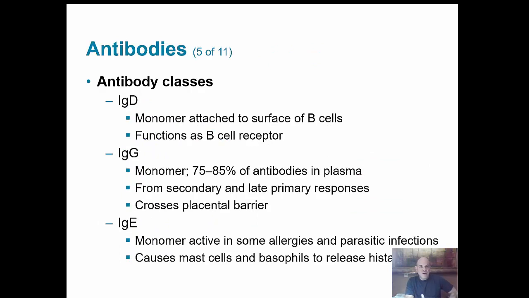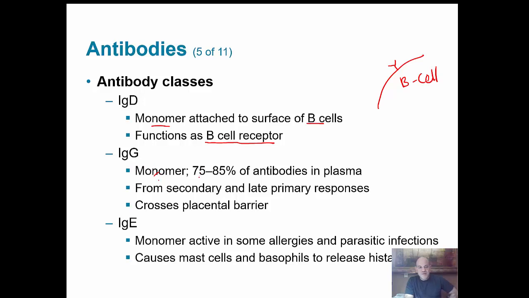And then we have immunoglobulin D, G and E. Immunoglobulin D is a monomer, and it attaches to the surface of B cells, and it functions largely as a B cell receptor, so it'll just be present there on the plasma membrane. So we have the plasma membrane here, and there it's going to be a B cell receptor specific for antigens.